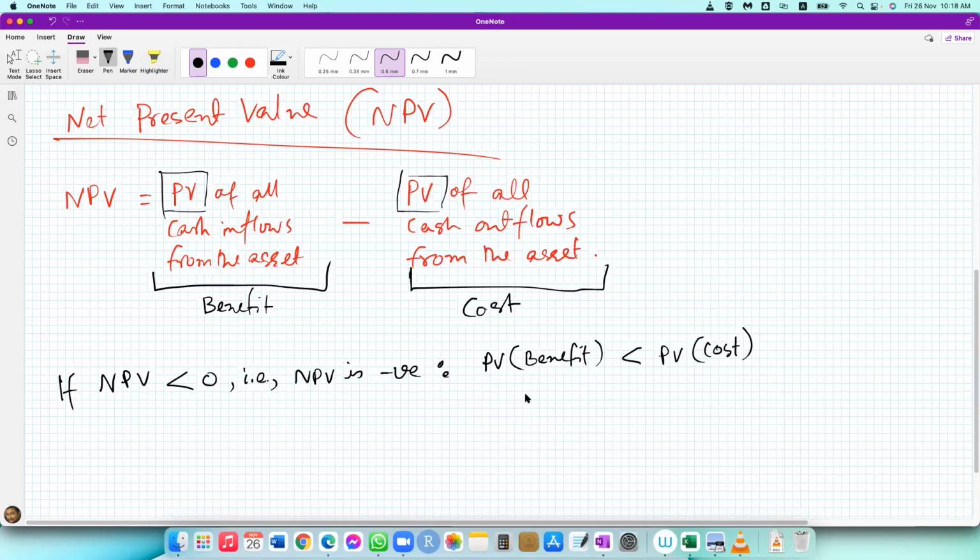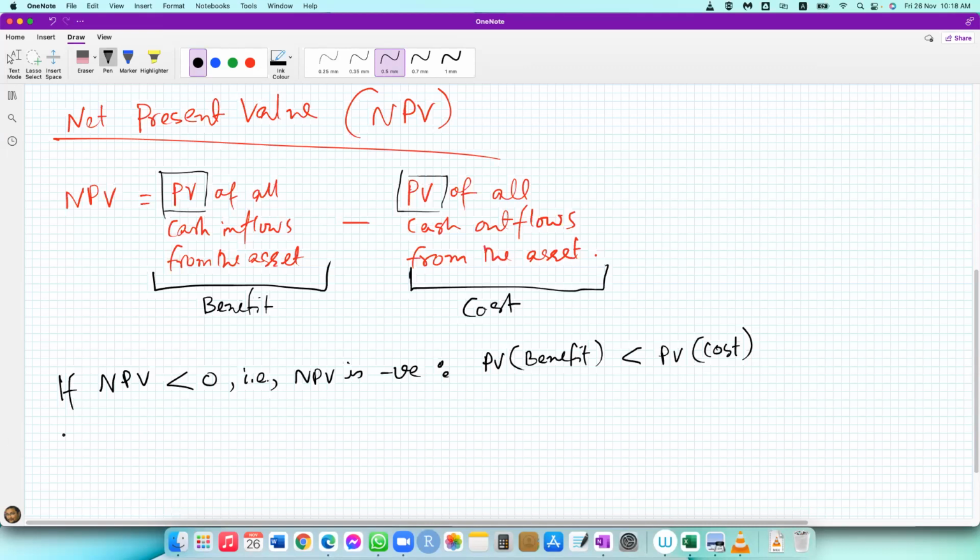So will you invest in an asset where the value of benefit is less than the value of cost? Will you invest in that kind of asset? No, sir. I think nobody, no rational person will do that, because if you do that, then you can clearly see that your cost is more than the benefit.